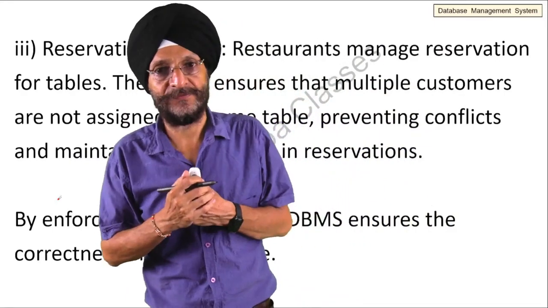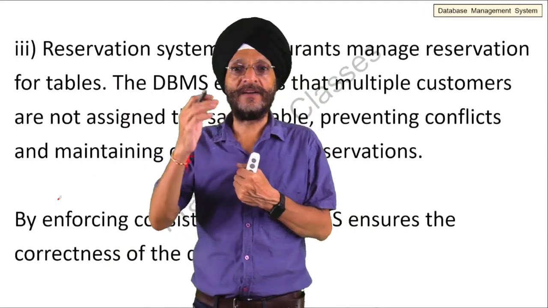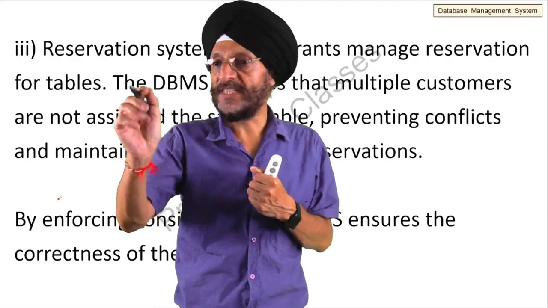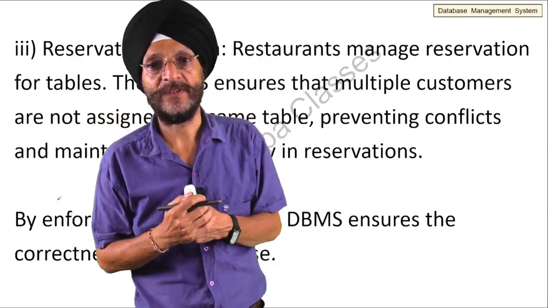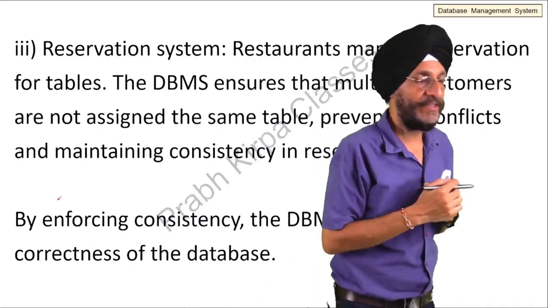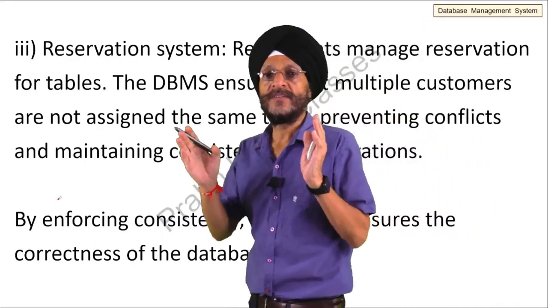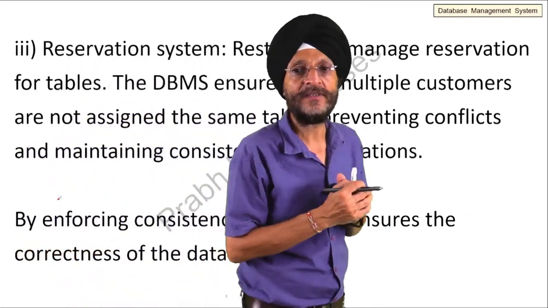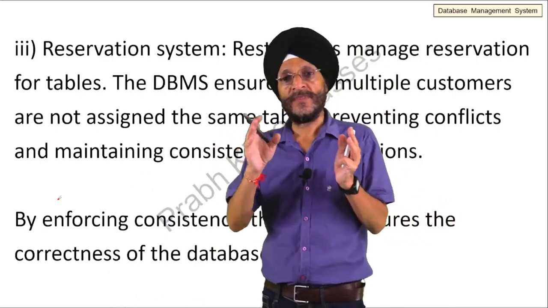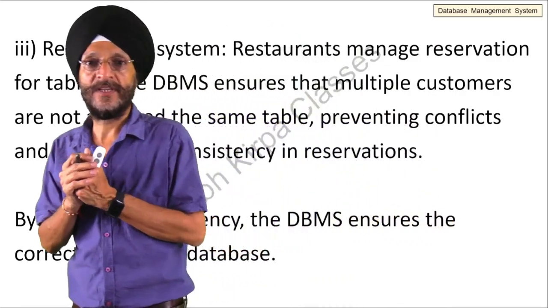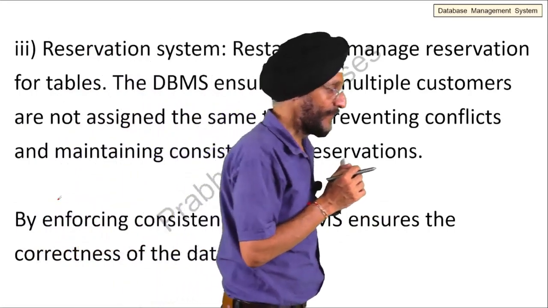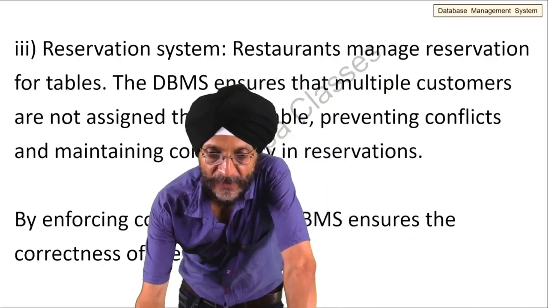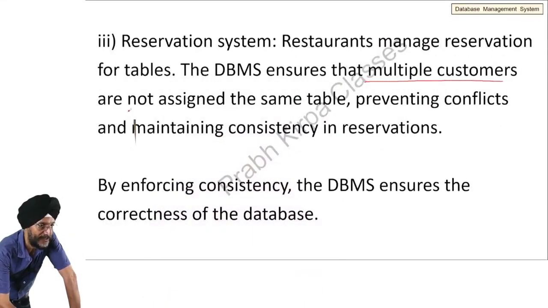You go in advance to that restaurant and ask them that a specified table be booked for them. It may also be possible that the restaurant you have chosen for dinner or celebration of the birthday function may be having online facility for booking of tables in that restaurant. In that case, the DBMS ensures that multiple customers are not assigned the same table.